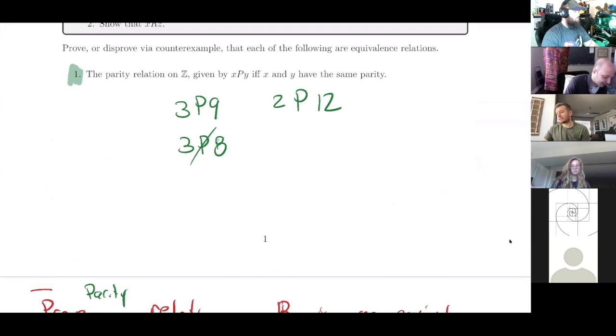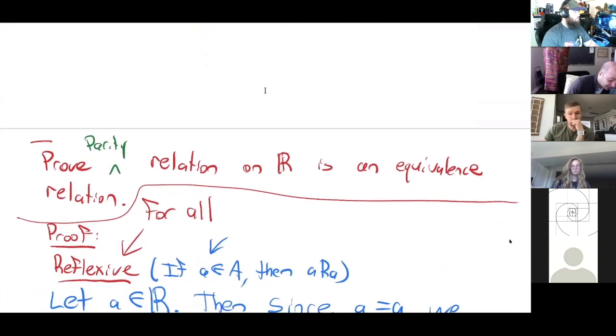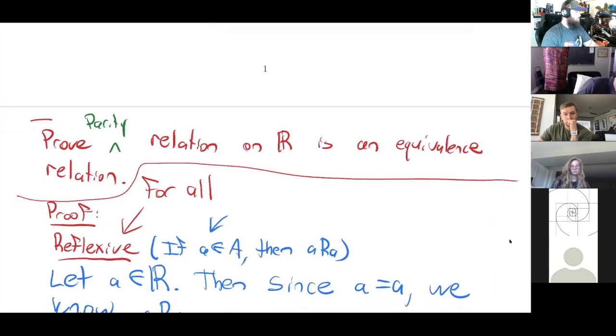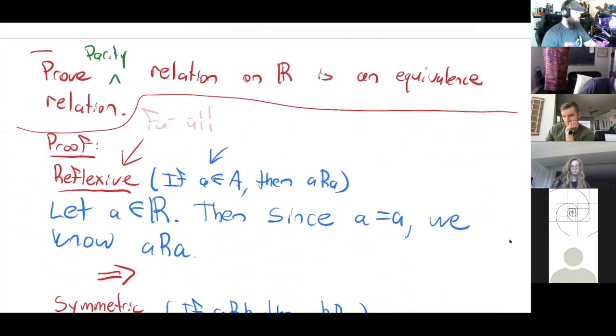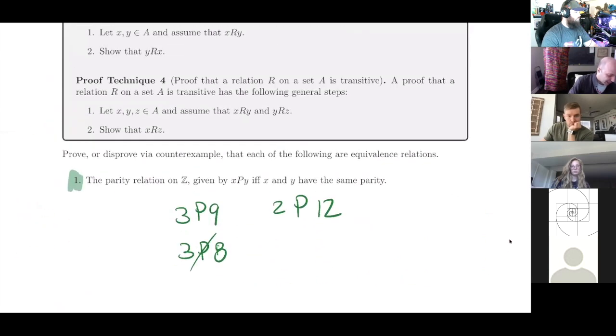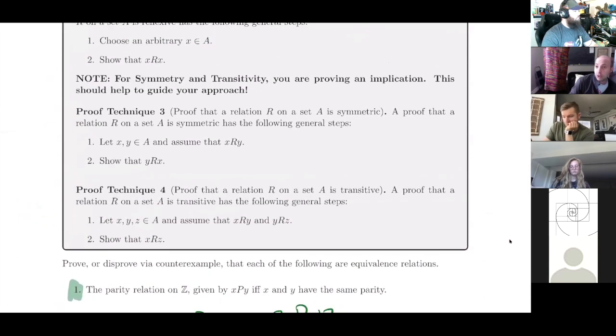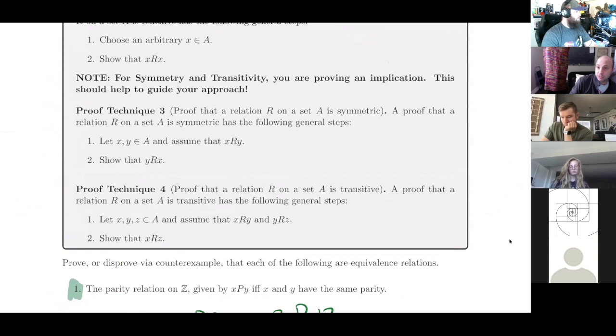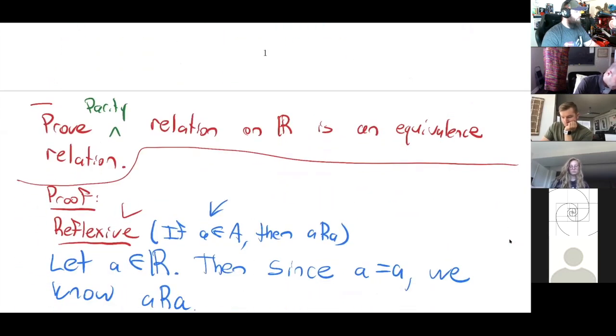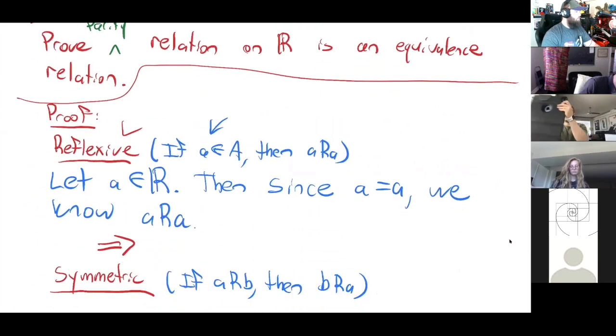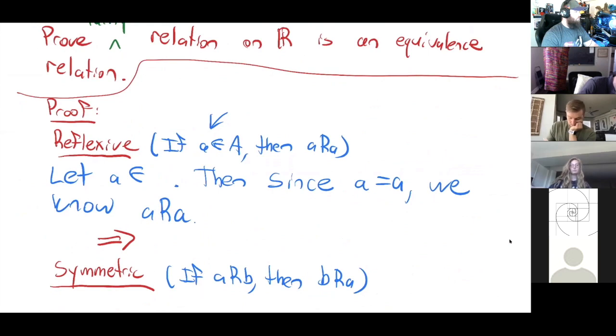So we want to prove that this relation, which we talked about last time, does satisfy all those properties. For the reflexive proof, we want to show that for any arbitrary element in the set, it's related to itself. Here we are working with integers. We're going to take any arbitrary integer.